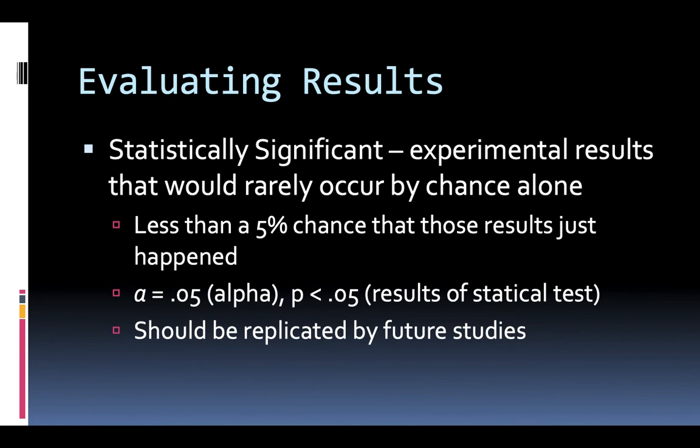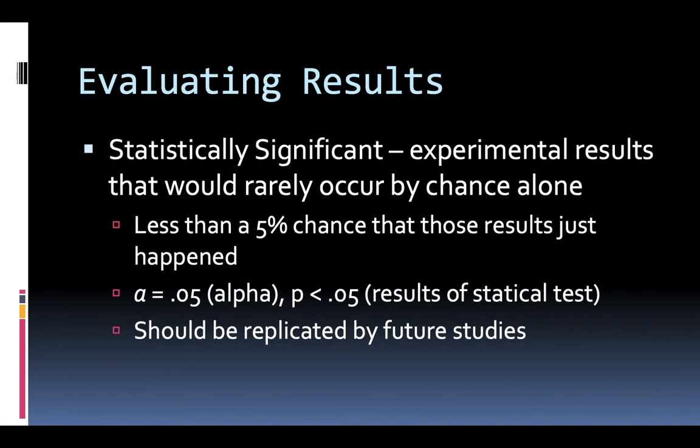And then we have to evaluate our results. And to do this, after we collect our data, we have to run a statistical test. And what we're looking for in this test is what's called statistically significant results. These are results of our experiment that would not happen by chance alone.